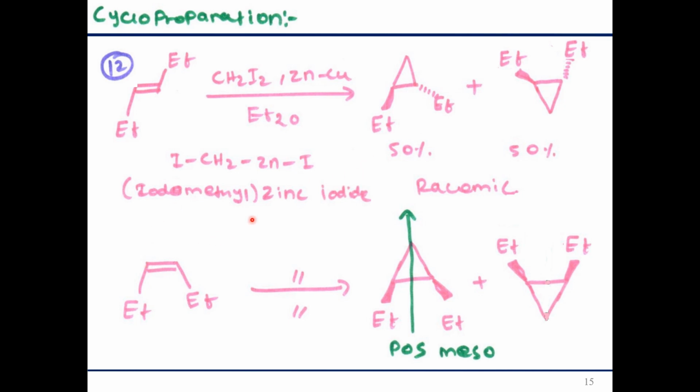The next reaction is also the same, with the cis alkene molecule. The cis alkene molecule under the same reaction condition gives the corresponding product. Here the product is meso because we see there is a plane of symmetry in the molecule, and this molecule is optically inactive. This reaction is also stereospecific because the stereochemical outcome is retained, and stereoselective because we are having only one stereoisomer out of 4.